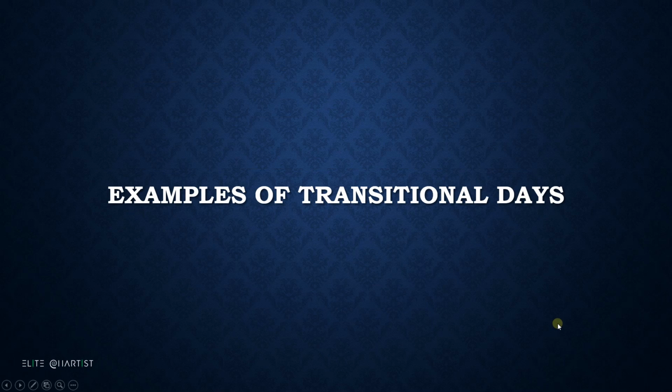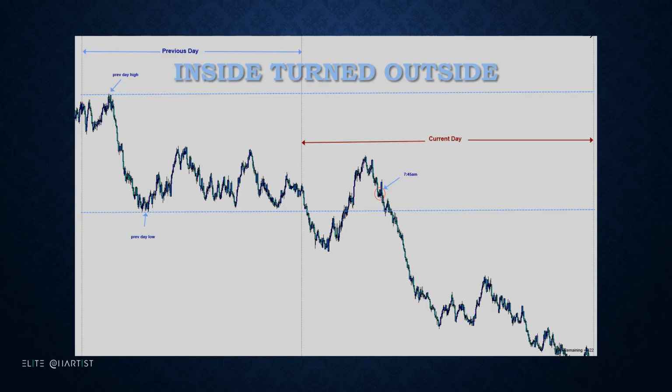So let me go ahead and show you some examples of transitional days. Here's an example where we can see the previous day on the left side and the current day on the right side. Now, we want to act as if 7:45 a.m. is right now. So we need to assume that the rest of it to the right has not happened, just so we can paint the picture. Now we come in for our trading session, 7:45 a.m. Eastern time, and we notice that we are inside the previous day range.